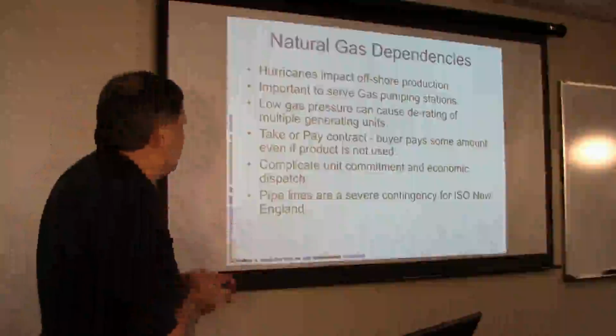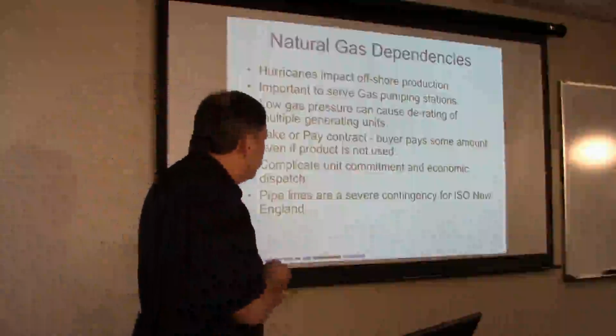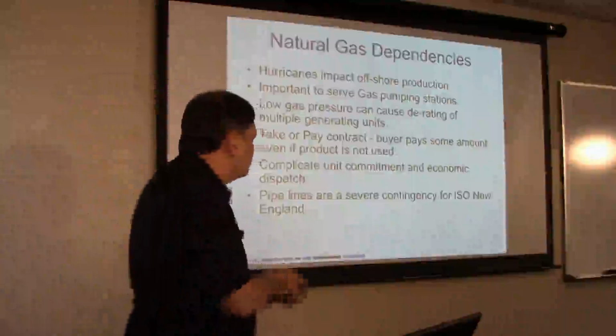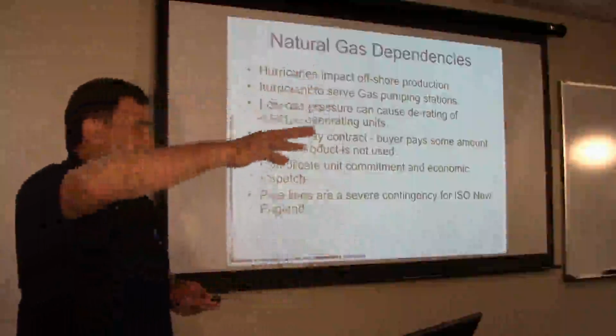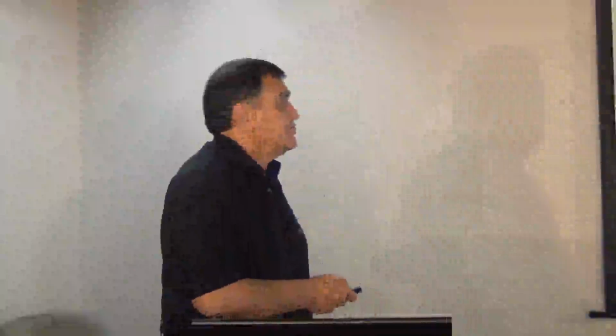We have programs called unit commitment programs, the programs that determine when the unit should start up, how long they should stay up for, and when they should shut down, and they have to take care of those types of take or pay contracts. And then, as I mentioned, we're seeing that the loss of one or two pipelines can be a major contingency for an entire region of the country.